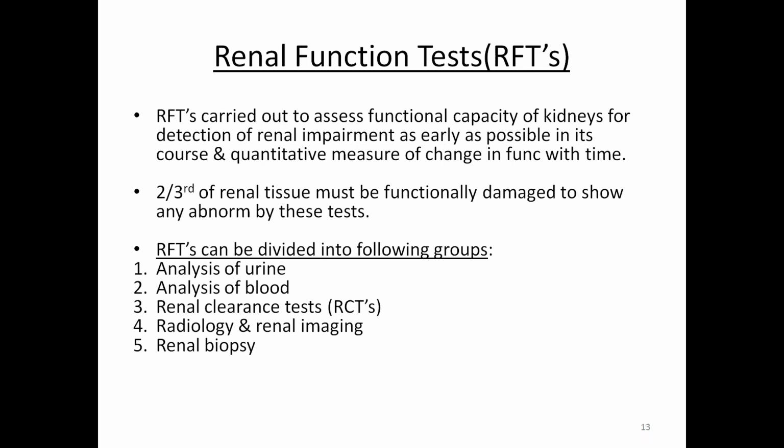So basically, these are carried out to assess the functional capacity of kidneys for detection of any possible impairment as early as possible in its course, and any quantitative measure of change in function with time. So two thirds of the renal tissue must be functionally damaged to show any abnormality of these tests. So they can be divided into these tests: analysis of urine, of blood, then RCTs, renal clearance tests itself, then radiology and imaging, and finally biopsy.